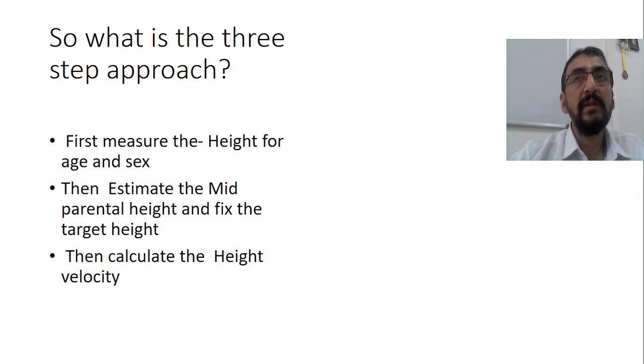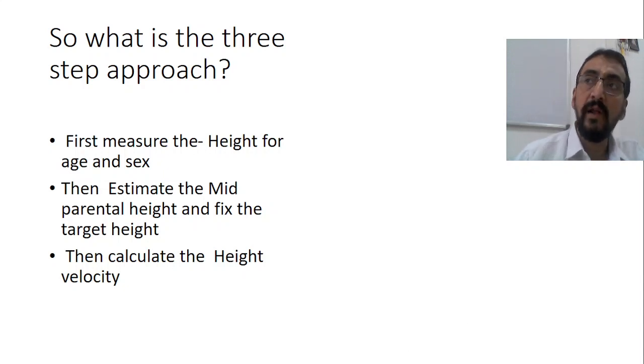So what are the three main approaches that we have to follow when we get a case of short stature? First, you measure the height of the child for age and sex. Then you estimate the mid-parental height and fix the target height. Lastly, calculate the height velocity. So these are the three approaches that we have to see.